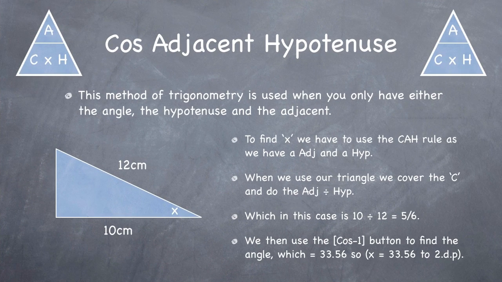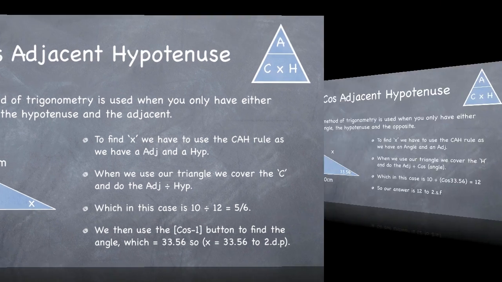Right, the CAH rule is used when we have the hypotenuse, adjacent, or angle. To find x, which is the cos angle, we have to use the adjacent and the hypotenuse. So we're going to cover the C and do adjacent divided by hypotenuse, which in this case is 10 divided by 12, which equals 5/6. We then use the cos -1 button to find the angle, which is 33.56. So x equals 33.56 to 2 decimal places.